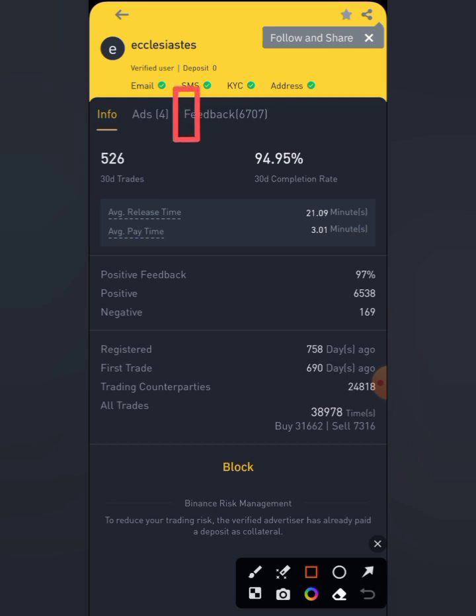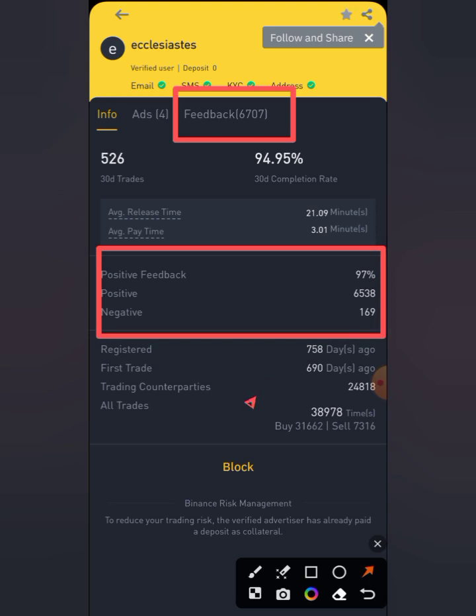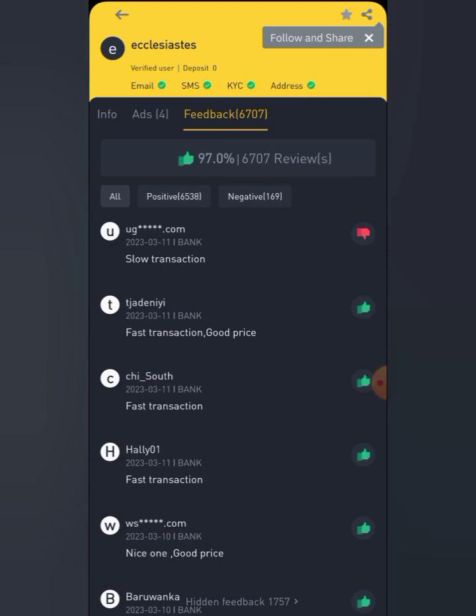What I want to do here is to come to where you have feedback. This is where you will know what people he has traded with are saying about him. In his feedback column here, you find out that this man has about 169 negative feedback, and how many positive feedback is he having? He's having about 6,538 positive feedback. So if you click on this place, you have the feedback here. I'm going to go there and click on feedback, and you can see what the people he has traded with are saying.